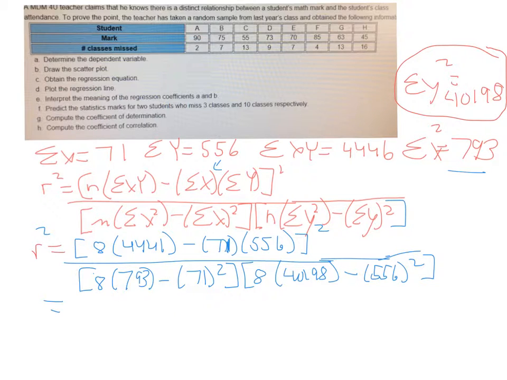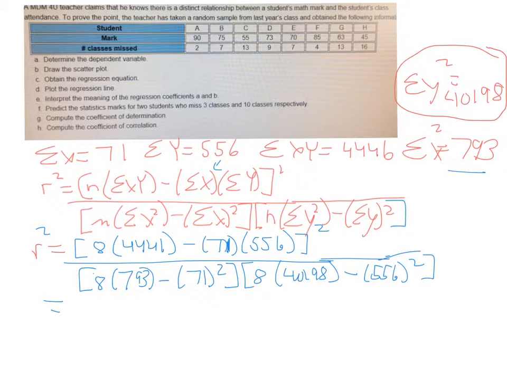Now, in this case, because we're dealing with a relationship that we can see from our graph, that as the number of classes missed goes up, the mark comes down, what we have is sort of an inverse relationship here, or what we would call a negative correlation. So if you realize that, you can save yourself a lot of work by just taking the square root of r squared in order to find r, and then making it negative.